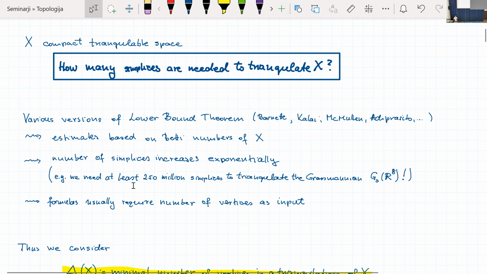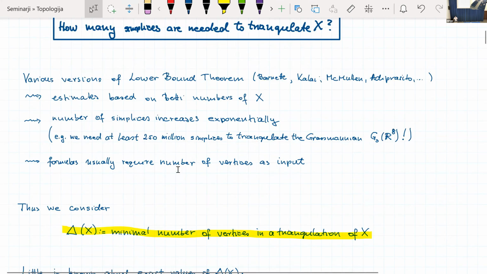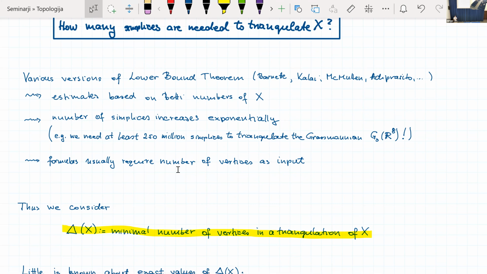So this means that it's really hard to find non-trivial cohomology products, non-trivial characteristic classes. If you expect how many points you need to find a non-trivial characteristic class in a space, like a Stiefel-Whitney class, you need a lot of points. But we know that there are spaces which have non-trivial characteristic classes. So how on earth are we going to find them? Let me introduce this notion. This delta of X is defined to be the minimal possible number of vertices in a triangulation of the space X. And for manifolds, we usually understand the minimal possible number for combinatorial triangulation, so PL triangulation.